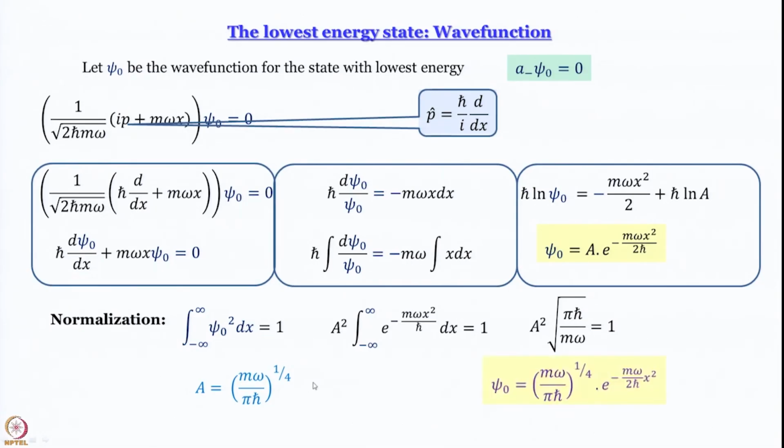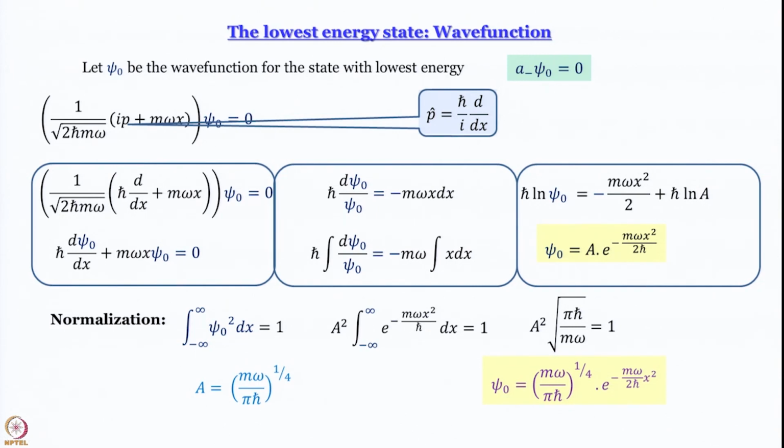Now, we can say that we have found the wave function ψ0 and it is (mω/πħ) raised to the power 1/4 multiplied by e to the power minus mω/2ħ x². What kind of function is this? Gaussian function. If you remember the diagram I had shown you at the beginning of this module, the lowest energy wave function was Gaussian, right. This is it. So, we have been able to work out the wave function of the lowest energy state.